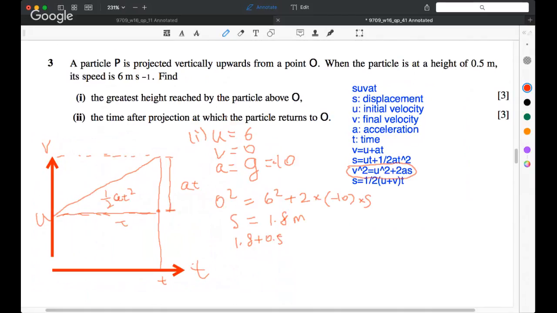So let's look back at this question. We're throwing from point O, and it's traveled up to this point 0.5 meters above point O. At this point, we know its speed u, and we know its acceleration a. We can then work out its final height using the third SUVAT equation. And that's how this kind of question can be approached in the future.